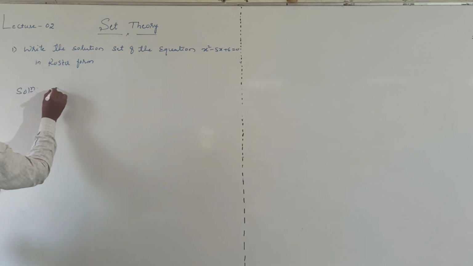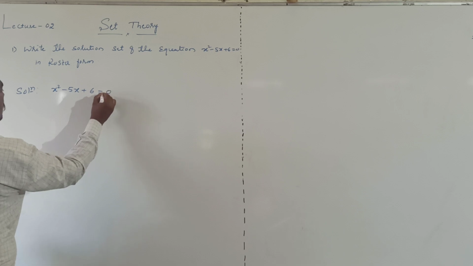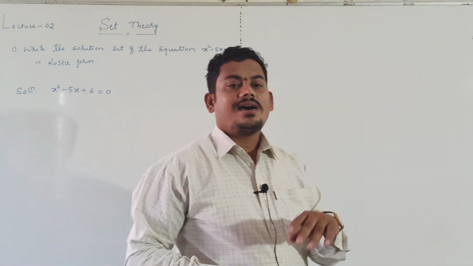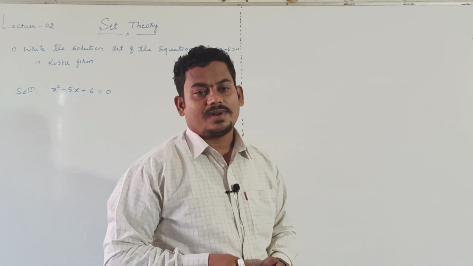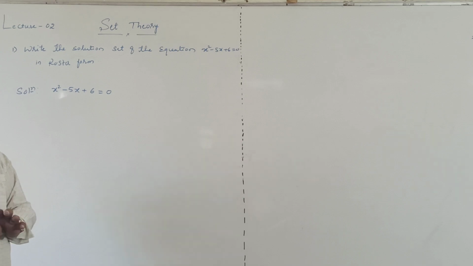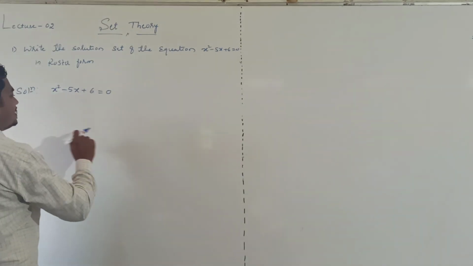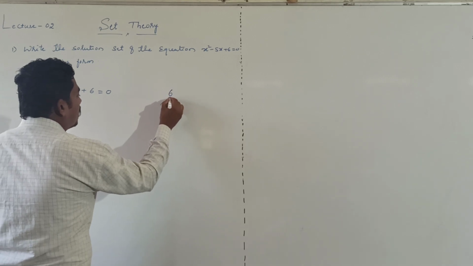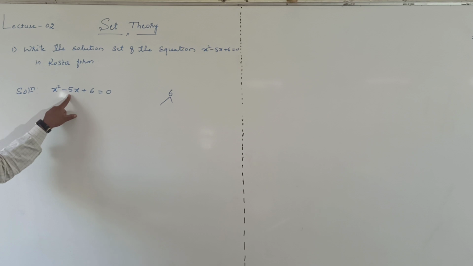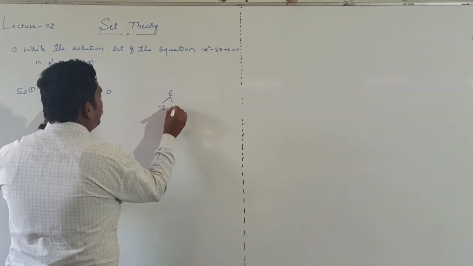Consider given equation x square minus 5x plus 6 equal to 0. Solve this quadratic equation by factorization or by completing square or by using formula, as you wish. I will factorize. Product of two numbers should be equal to plus 6 and their sum should be equal to minus 5. Those numbers are minus 3 and minus 2.